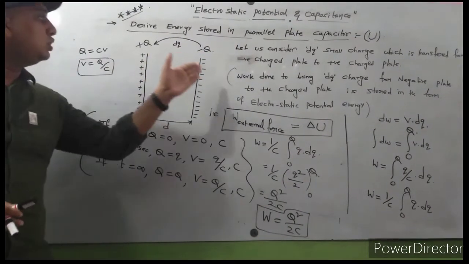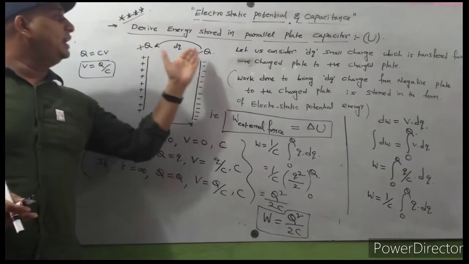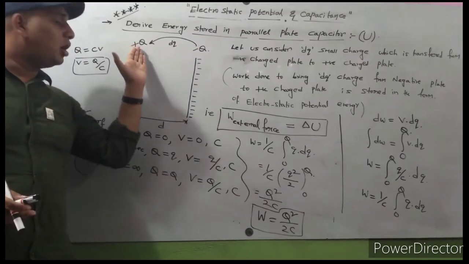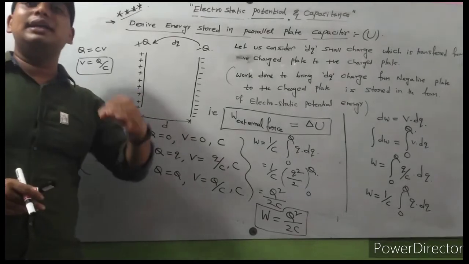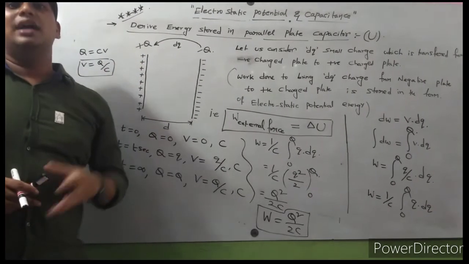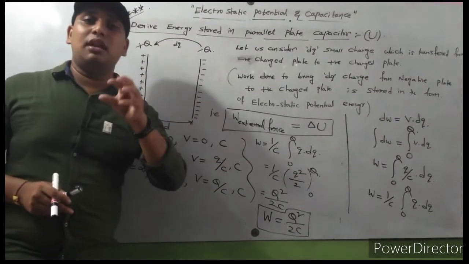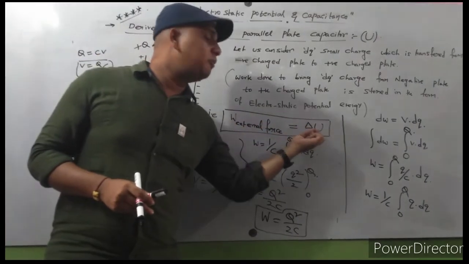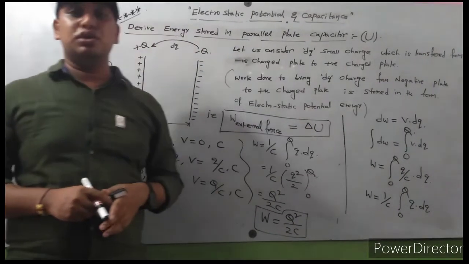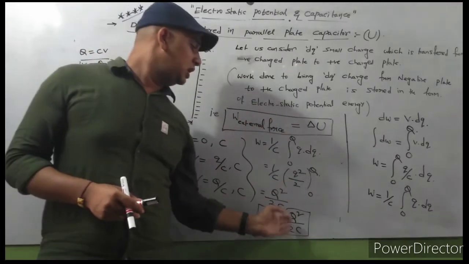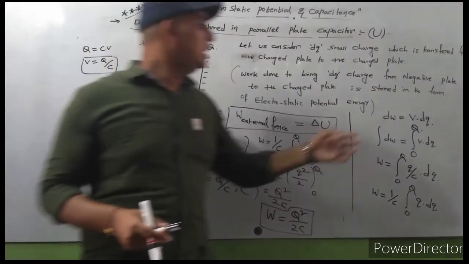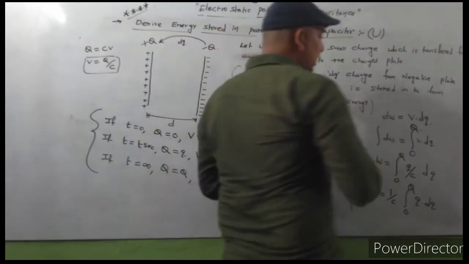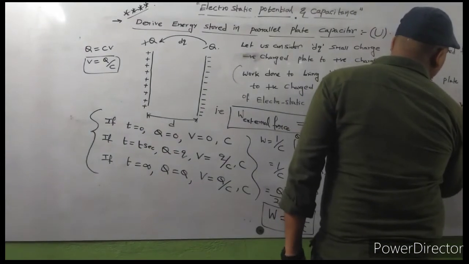If you transfer charge from the negatively charged plate to the positively charged plate, definitely some work should be done. That work is done by an external force. That work done by the external force is stored in the form of potential energy, the change in potential energy. So we are finding the work done here. For finding work done, you know the formula: W is equal to VQ.